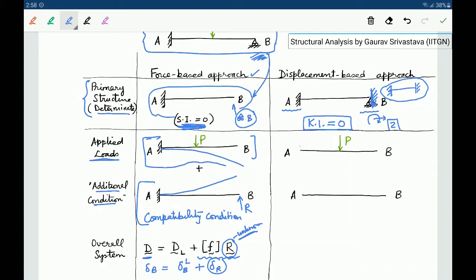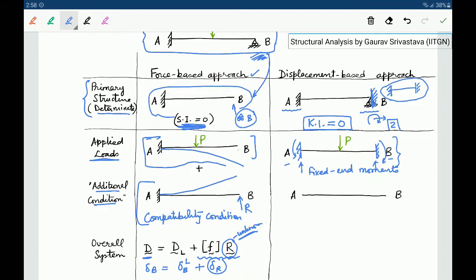So now we will again consider the primary structure with the applied load. Here there will be some forces induced at the joints, or in this case, let's say, at two coordinates A and B. At both of these coordinates there will be some forces induced due to the applied load on this fixed structure. And in general these forces are called the fixed end moments.